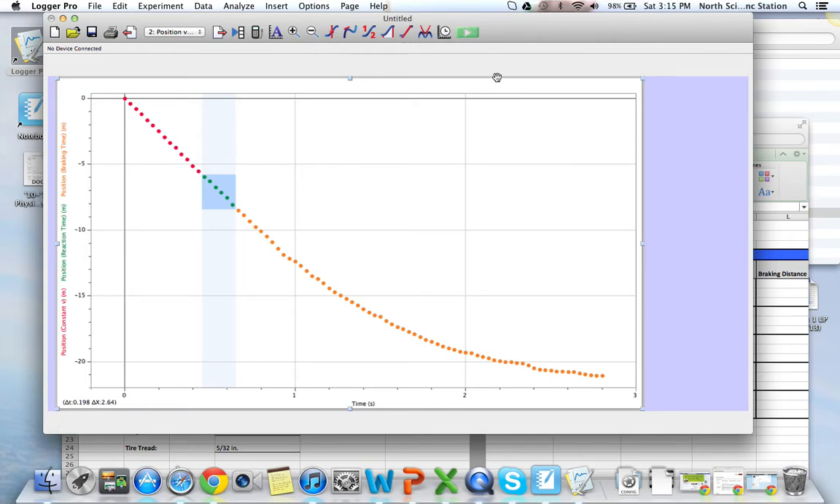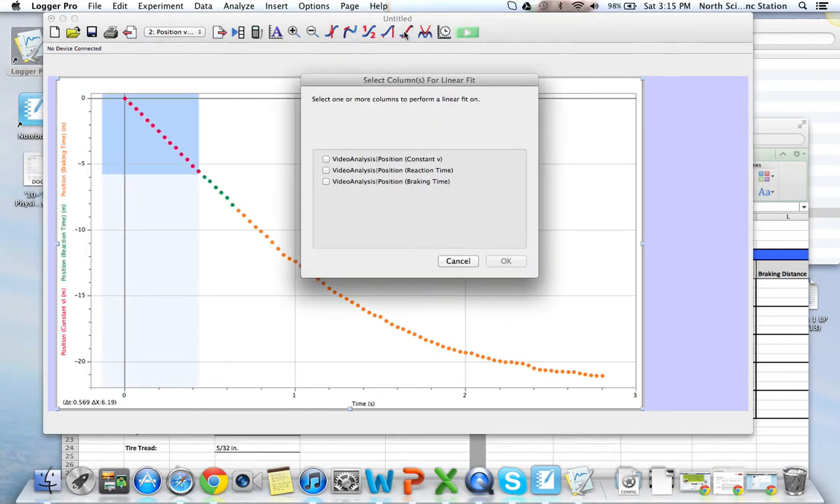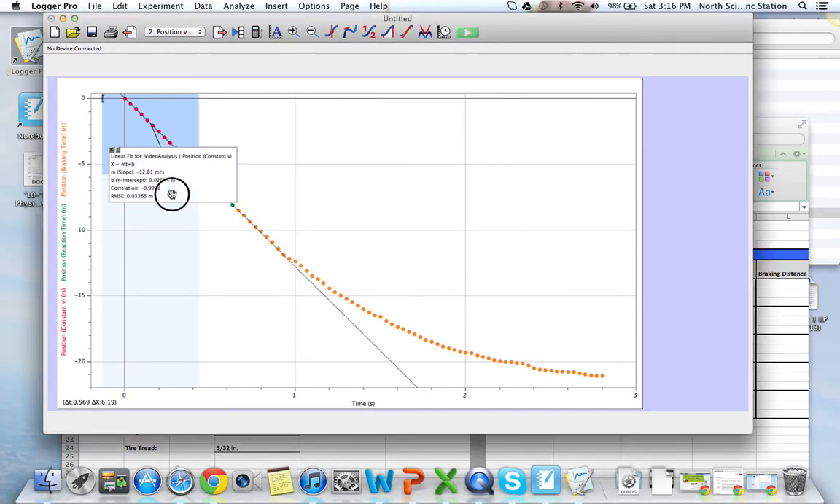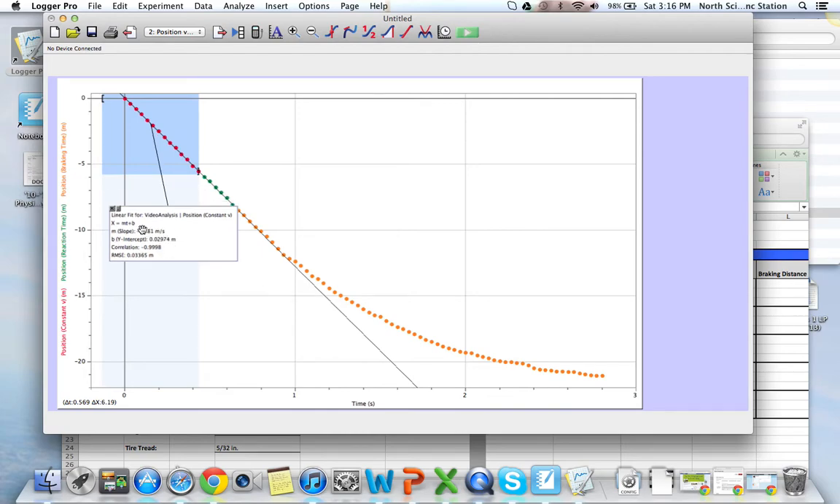In addition, one last thing, just a reminder, if you want to find slopes of anything, you want to select the data that you're interested in. Click on your linear fit button up here, and then click on whichever one you want, whether it's the constant velocity position or time data, reaction time data, or braking data, and then it should give you your slope information, your y-intercept information.